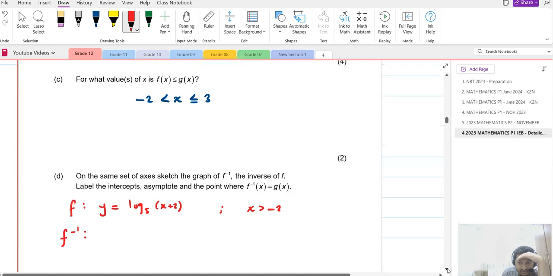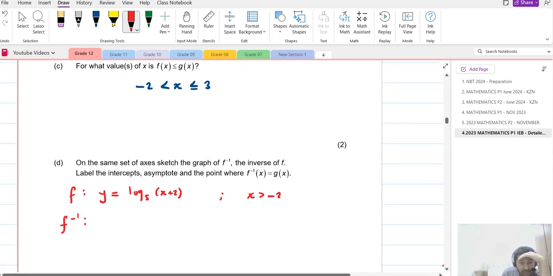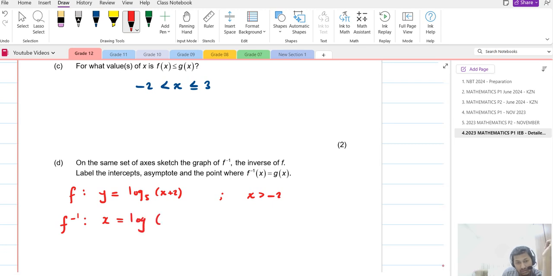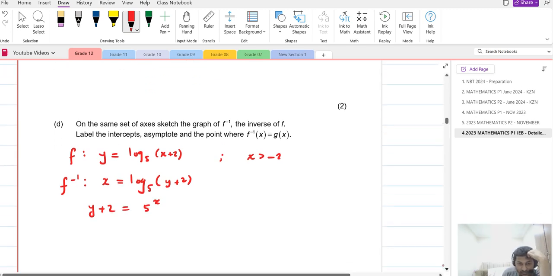Anyways, continuing here, we need to switch the x and the y. So x equals log base 5 of y plus 2. So this is 5 to the power x. Y plus 2 is equal to 5 to the power x. So x equals log base 5 of y plus 2. That's correct. And then you're going to minus 2.